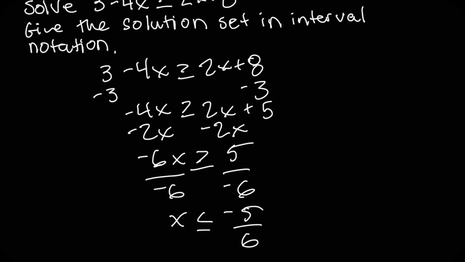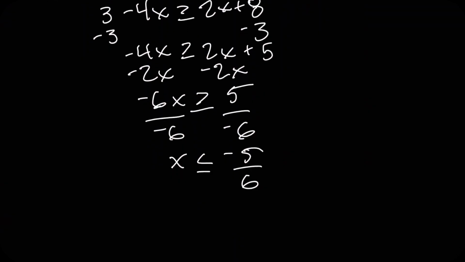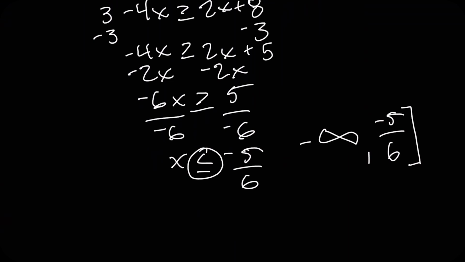And we also want to give this in interval notation. So let's think about this. x is less than or equal to negative 5/6. So we know that we have a less than or equal to, so we're including negative 5/6. And then it's going to be any x value that's less than that. So any x value less than negative 5/6 is going to keep going on to negative infinity. And we'll go ahead and use the open interval notation here with that parenthesis.